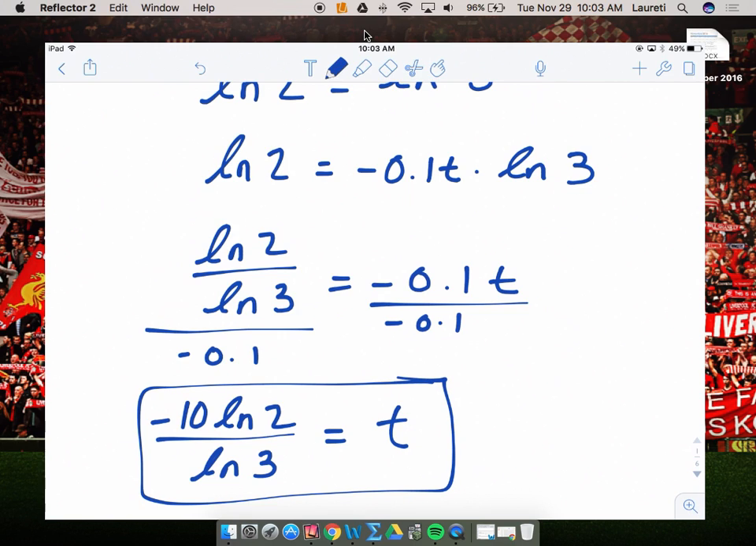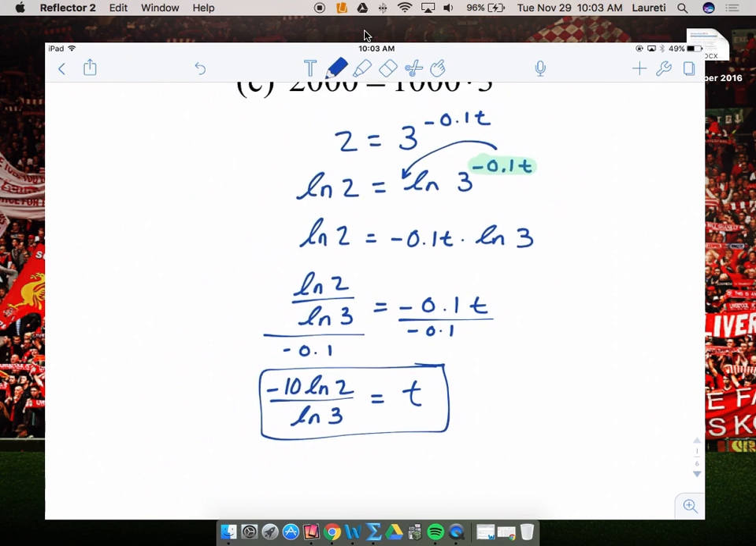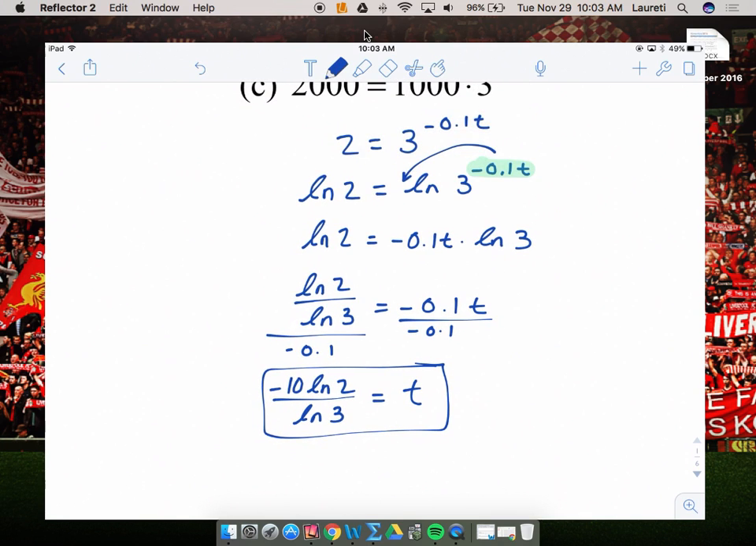You guys are more than welcome to leave it like that. Now, if you want to just type it into your calculator, you can get the decimal answer. But that is perfectly acceptable. Is everybody okay with that? Good so far?